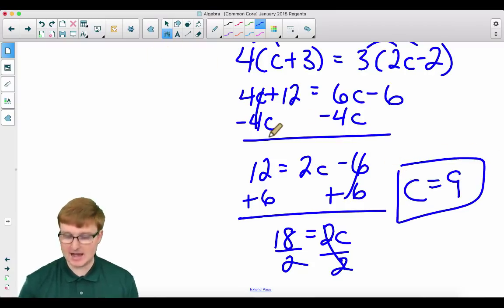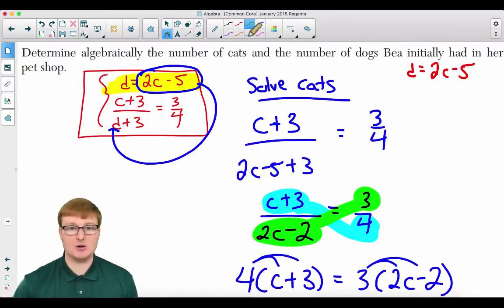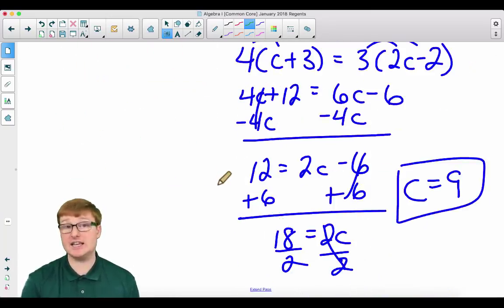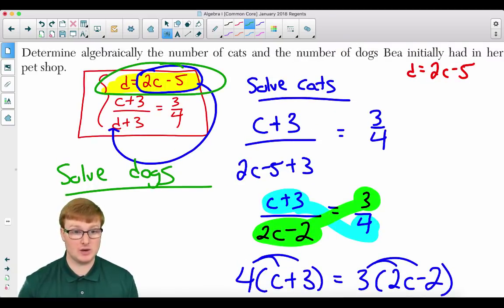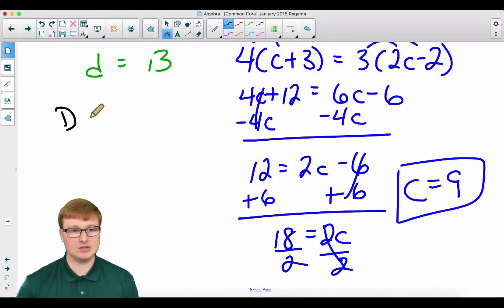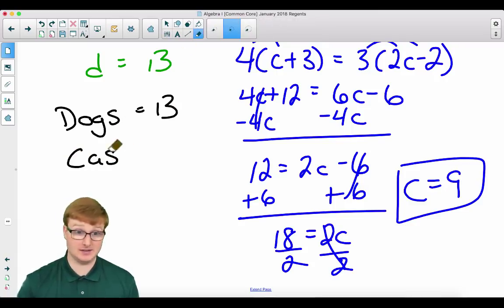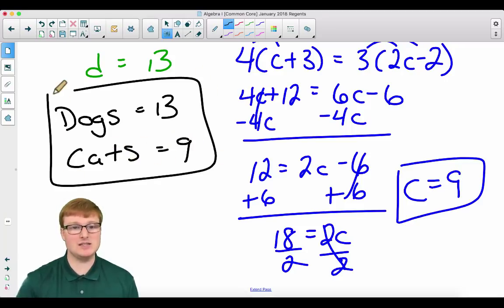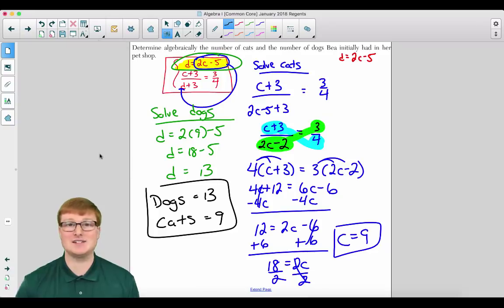Great. So I'm going to take those 9 cats, and I'm now going to solve for the number of dogs. All you're doing is taking the 9 and plugging it into the first equation. D is equal to 2 times 9 minus 5. The number of dogs is going to be 18 minus 5. The number of dogs is going to be 13. So your final answer, ladies and gentlemen, is dogs is equal to 13 and cats is equal to 9. And that, ladies and gentlemen, is the final answer to that question.